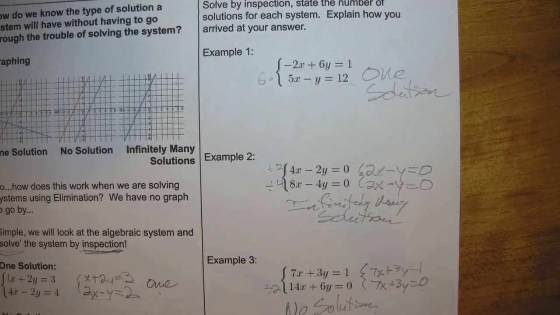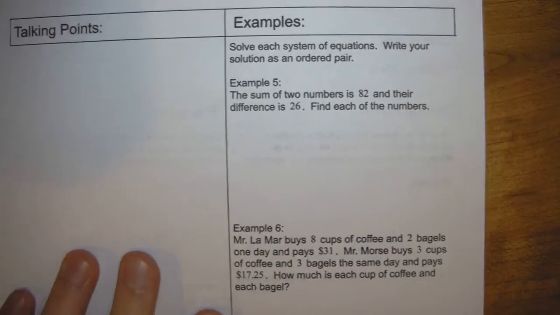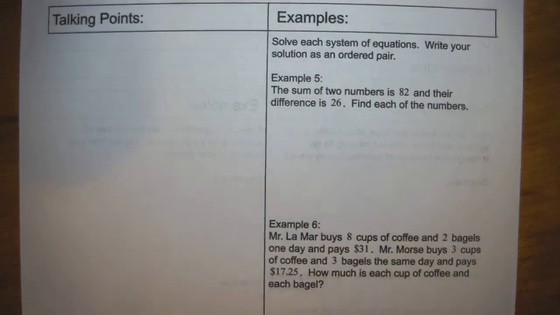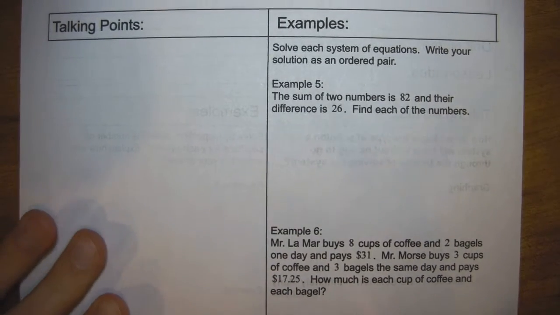All right, the second thing we're going to do, besides knowing how to deal with one solution, no solution, and infinitely many by inspection, we're also going to take a look here at some word type problems. So again, we'll just solve each system. We'll write our solution as an ordered pair. And in those cases where we've got actual values like dollars or bagels or whatever, we'll talk about that. So here's our first one.